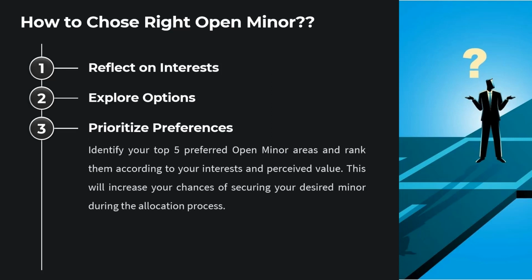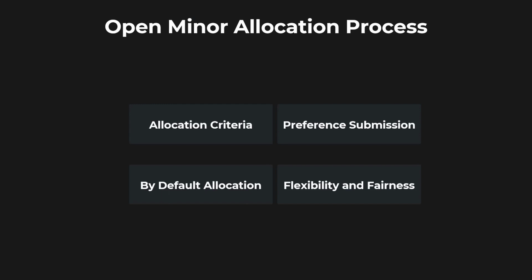Then talking about the third step, over there you need to prioritize the preferences. So identify your top 5 preferred open minor areas and rank them according to your interest and perceived value. This will increase your chances of securing your desired minor during the allocation process. Now, when we talk about the open minor allocation process, 4 important aspects are associated with this particular process.